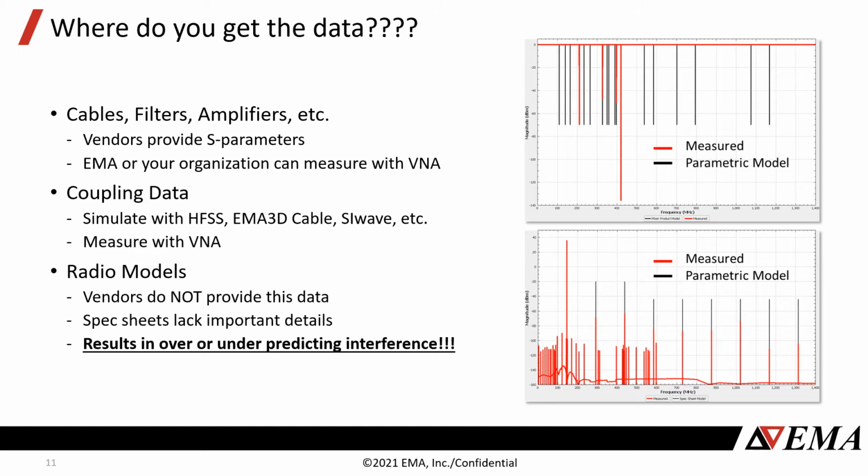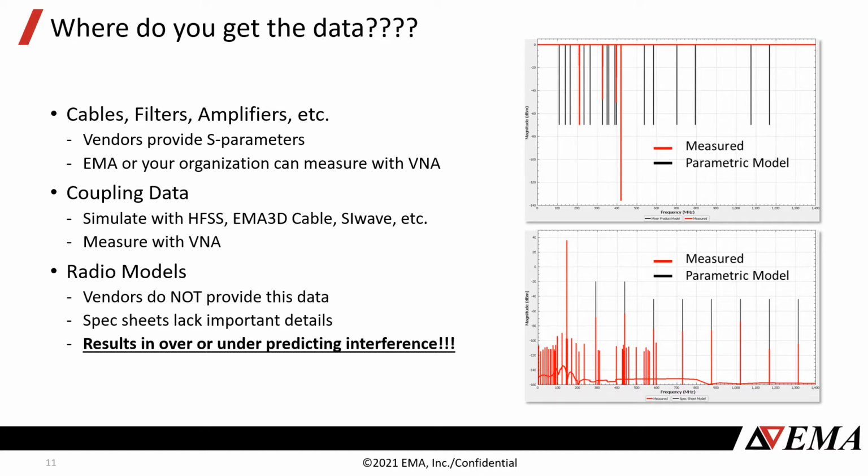So if you use this model in your RFI analysis, you may predict a lot of interference problems that simply do not exist. And then for the transmitter, you can see the measured transmitter harmonic amplitudes are 20 to 30 dB lower than the requirement for this particular system. And the parametric model completely misses these spurious emissions from the transmitter.